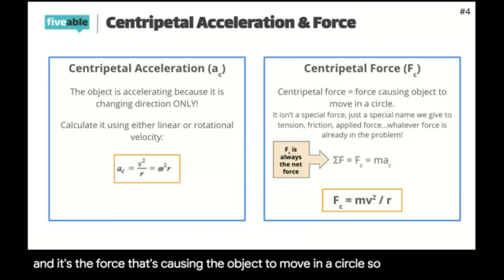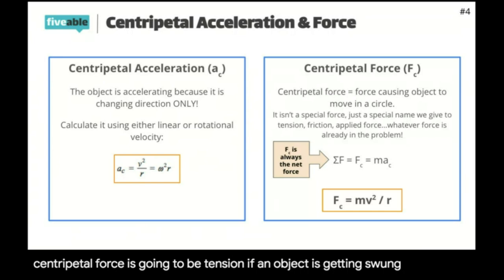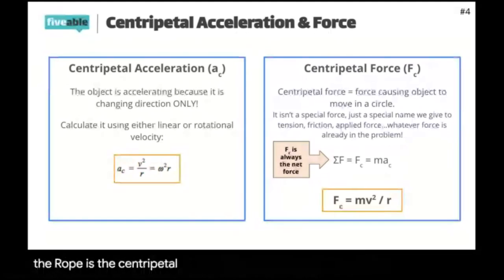So sometimes the centripetal force is going to be tension. If an object is getting swung around on a rope in a circle, the rope is the thing causing it to go in a circle. So the tension in the rope is the centripetal force.